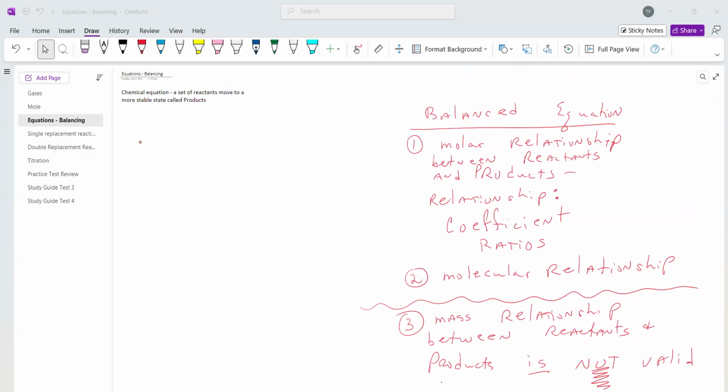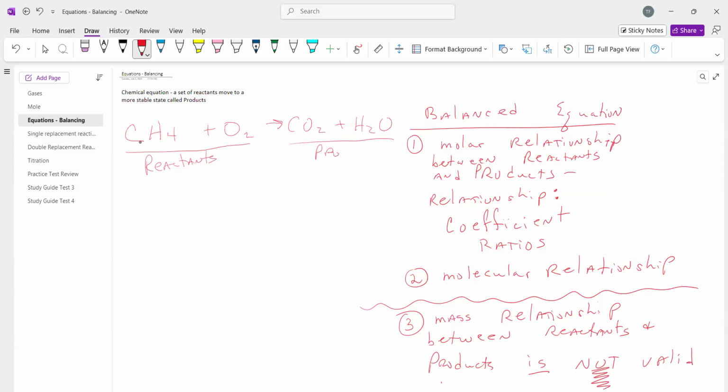Okay, so let's look at some examples. Let's take methane and burn it in oxygen. And that'll give us carbon dioxide and water. Okay, so that's a chemical reaction. These are the reactants. Those are the products. Reactants is what you start with, products is what you end up creating. Now, the reason this reaction happens is because what you're starting with is unstable, what you're ending with is stable. That's the way the universe works, every single millisecond.